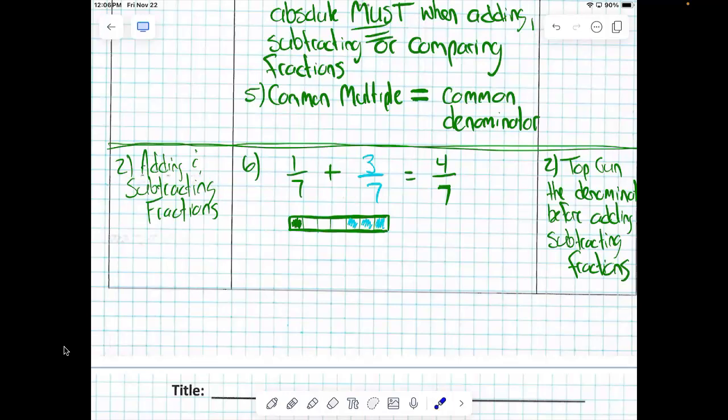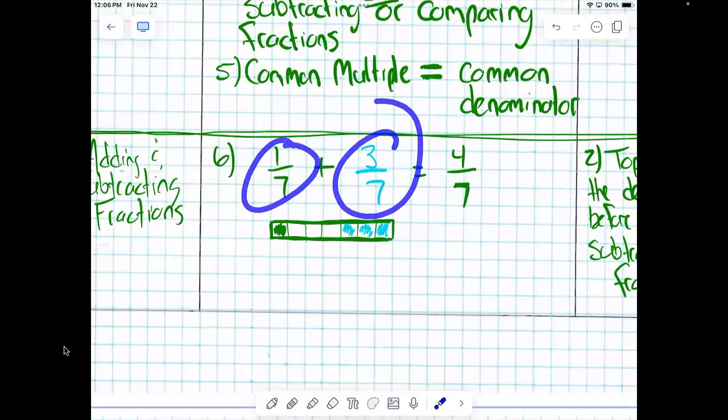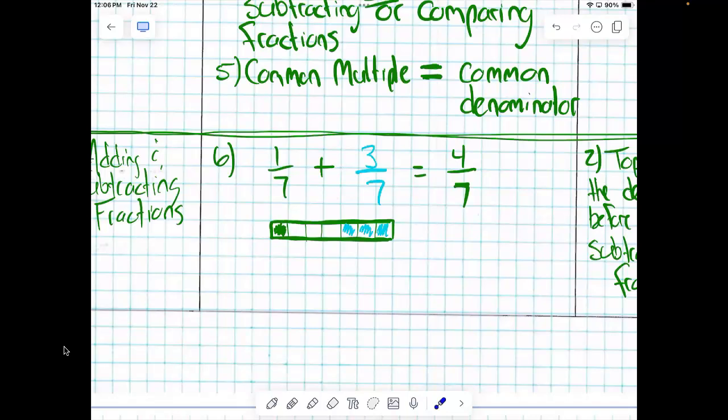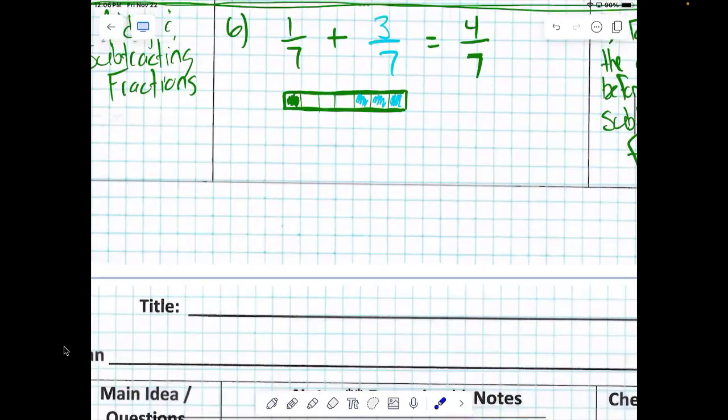All right, so let's talk about this. We have a fraction 1/7 and we have a fraction 3/7. Could I add those two fractions together? Yes. Why? They have the same denominator. The denominator is 7. It's the same, right? Yes. So I simply just add the numerator and the numerator, yeah? Yes. Do I keep my denominator the exact same? Yes. We're not adding any more parts. We're keeping the parts the same.